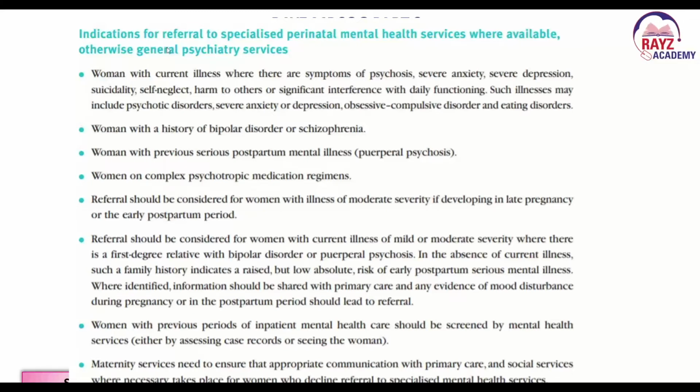Then this is from the good practice paper. They asked you what are the indications for referral to the perinatal mental health team. Here we have a few indications. You can remember 3 or 4 of them. Women with current illness, where there are symptoms of psychosis, severe anxiety, severe depression, suicidal tendencies, self-neglect, harm to others. Women with history of bipolar disorder or schizophrenia. Women with previous serious postpartum mental illness. Women on a complex psychotropic medication regimen.